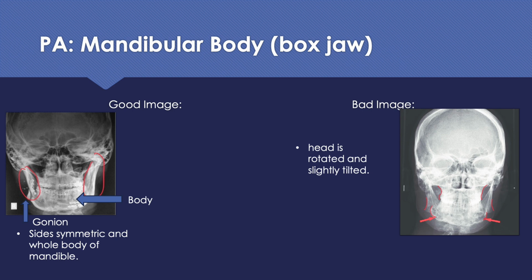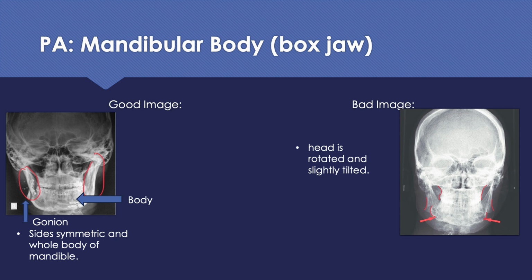Here we will see the body, which is also known as the box jaw. In our good image, you can see the gonion angle very well, as well as the body. The entire mandible is shown. There is titanium in this one, but there will be artifacts in other images.